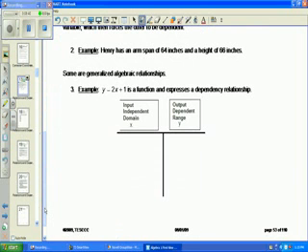Summary generalizations of algebraic relationship. Example, and this is supposed to be a y equal. Look on your paper. It's supposed to be an equal sign right here. Y is equal to 2x plus 1 as a function that expresses a dependency relationship. Let's say I input a 0. Then that's going to be 2 times 0 plus 1. 2 times 0 gives me 0, plus 1 gives me 1.